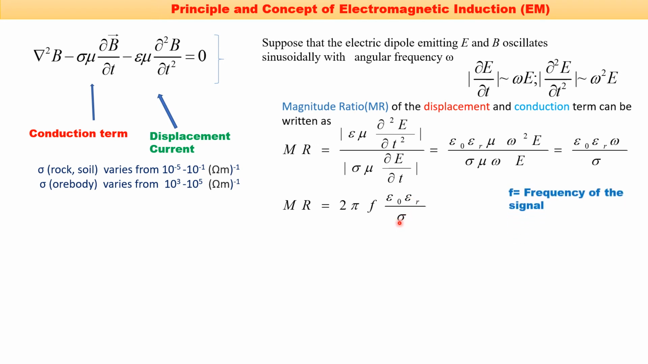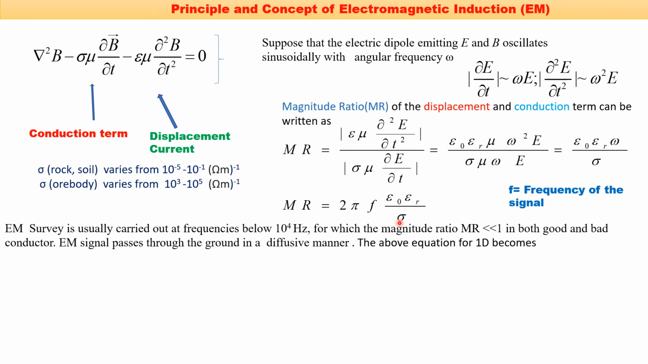Now you can see, for highly conducting media, whenever we carry out an electromagnetic survey, it is carried out at low frequency, below 10 power 4 hertz, almost below 10 kilohertz. This f is low, and for this low frequency the magnitude ratio is much less than 1 in both good and bad conductors. So the displacement term is negligible, and we have to consider the conduction term. So for an electromagnetic survey, we take grad square V equal to mu sigma times the partial derivative of V.